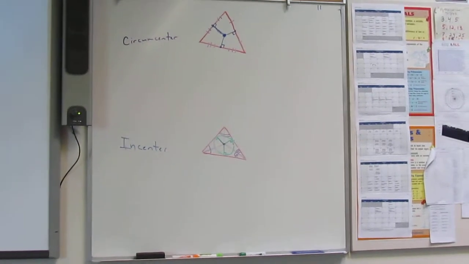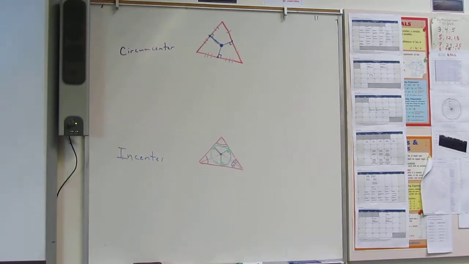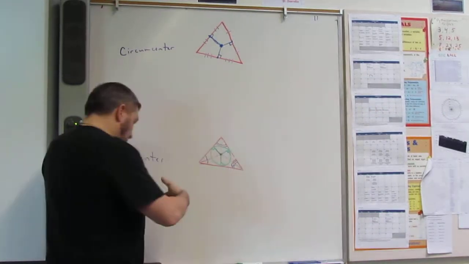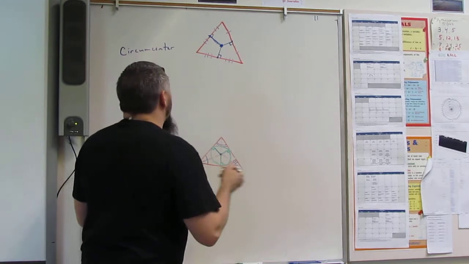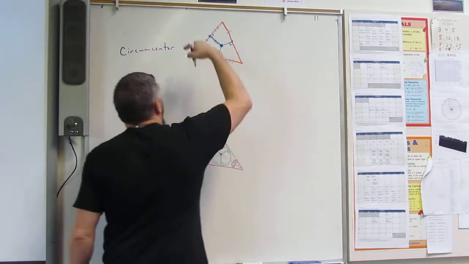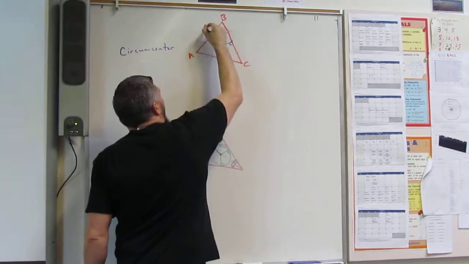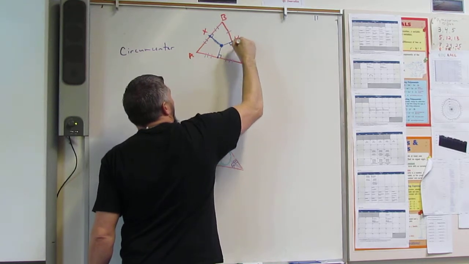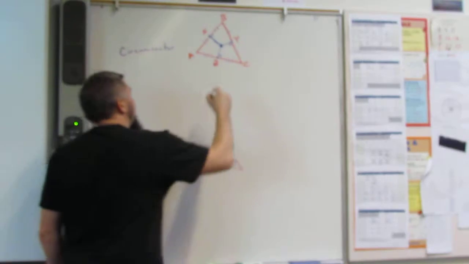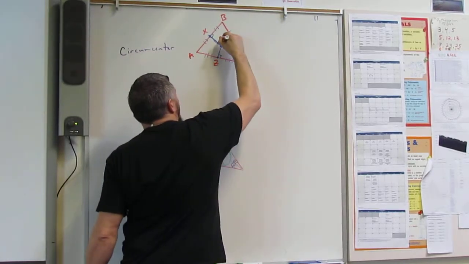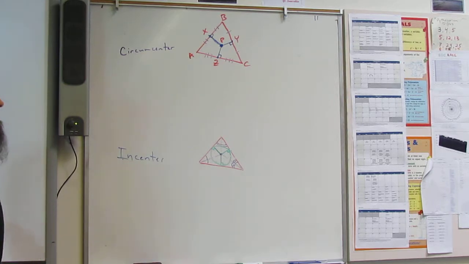Alright, so we have circumcenter and incenter. Let's talk about these. Circumcenter is set up like this: let's say we have A, B, and C, with X, Y, and Z. Okay? And then, of course, the center is P.